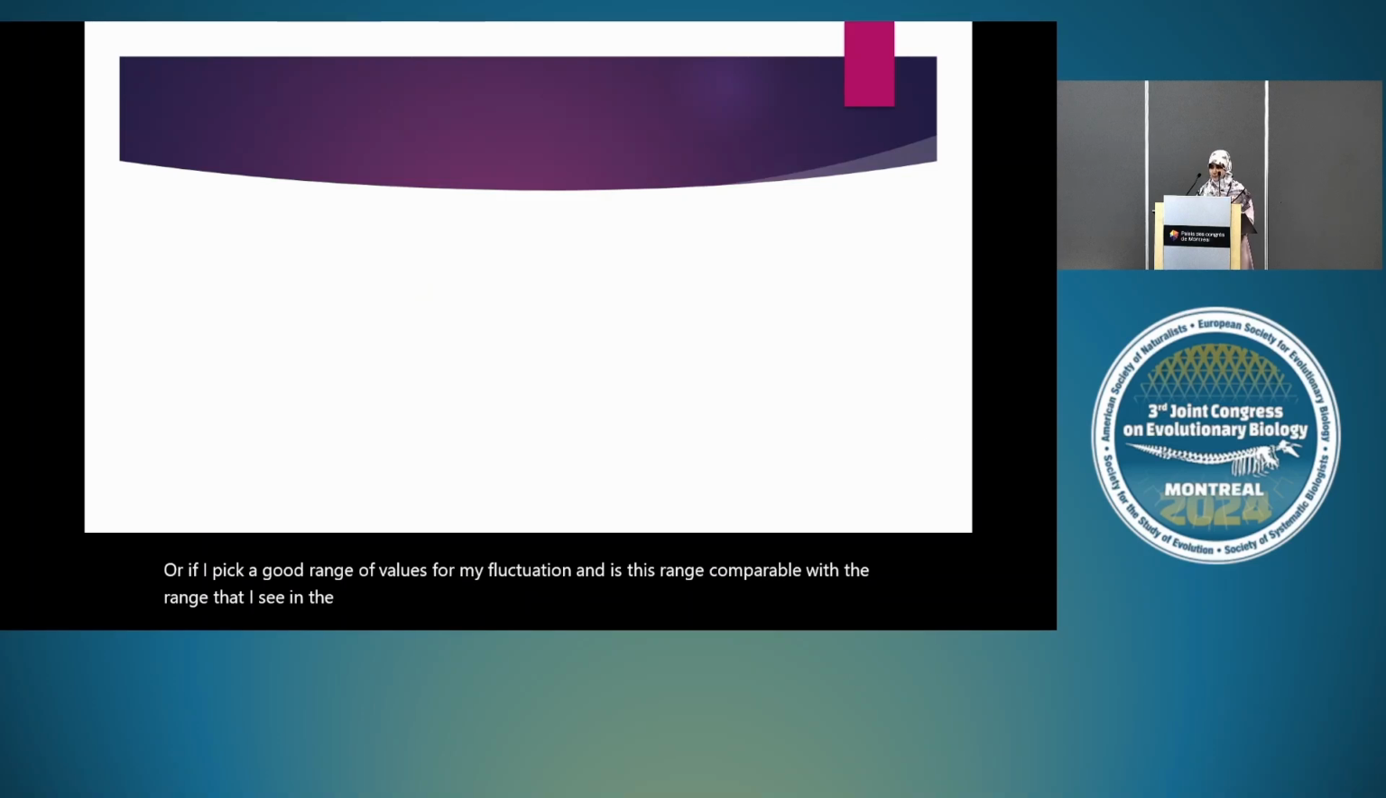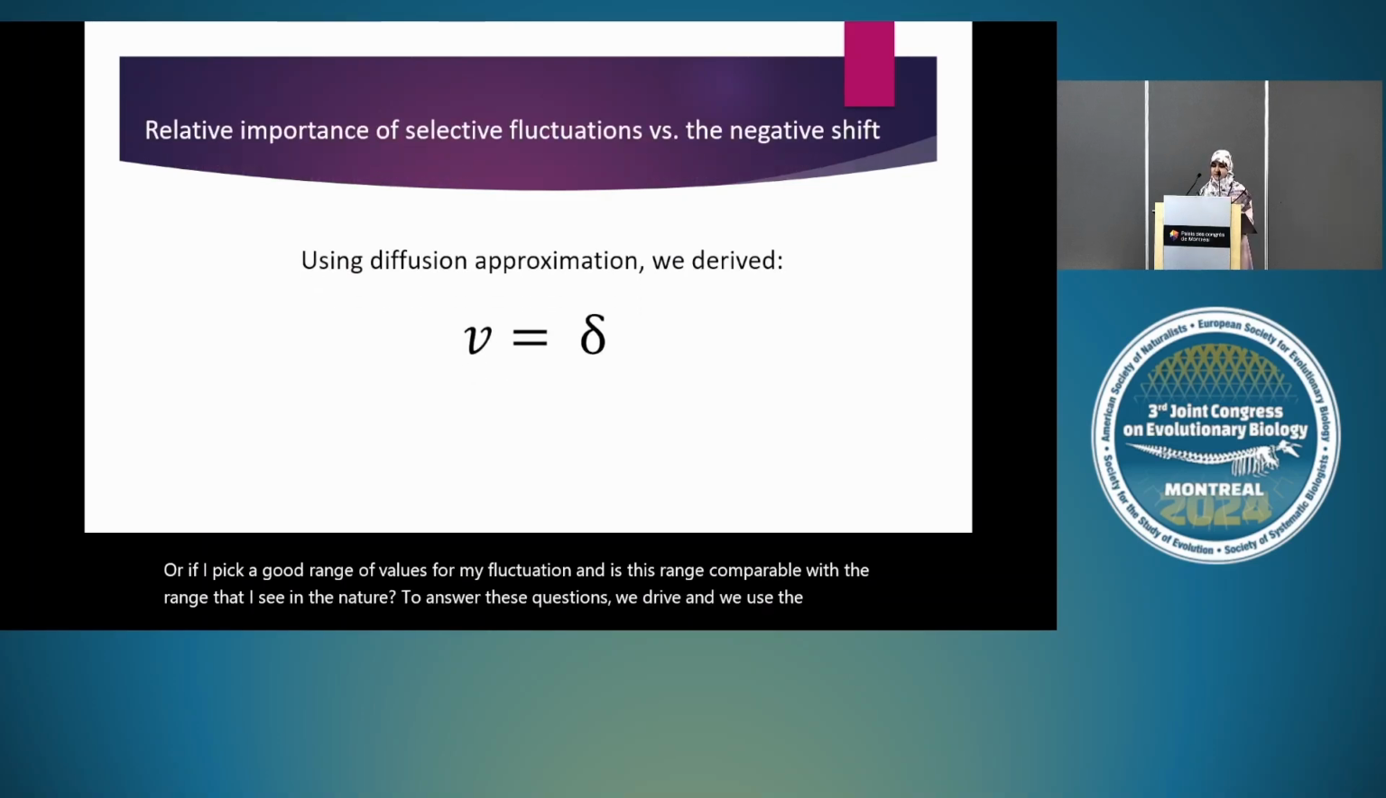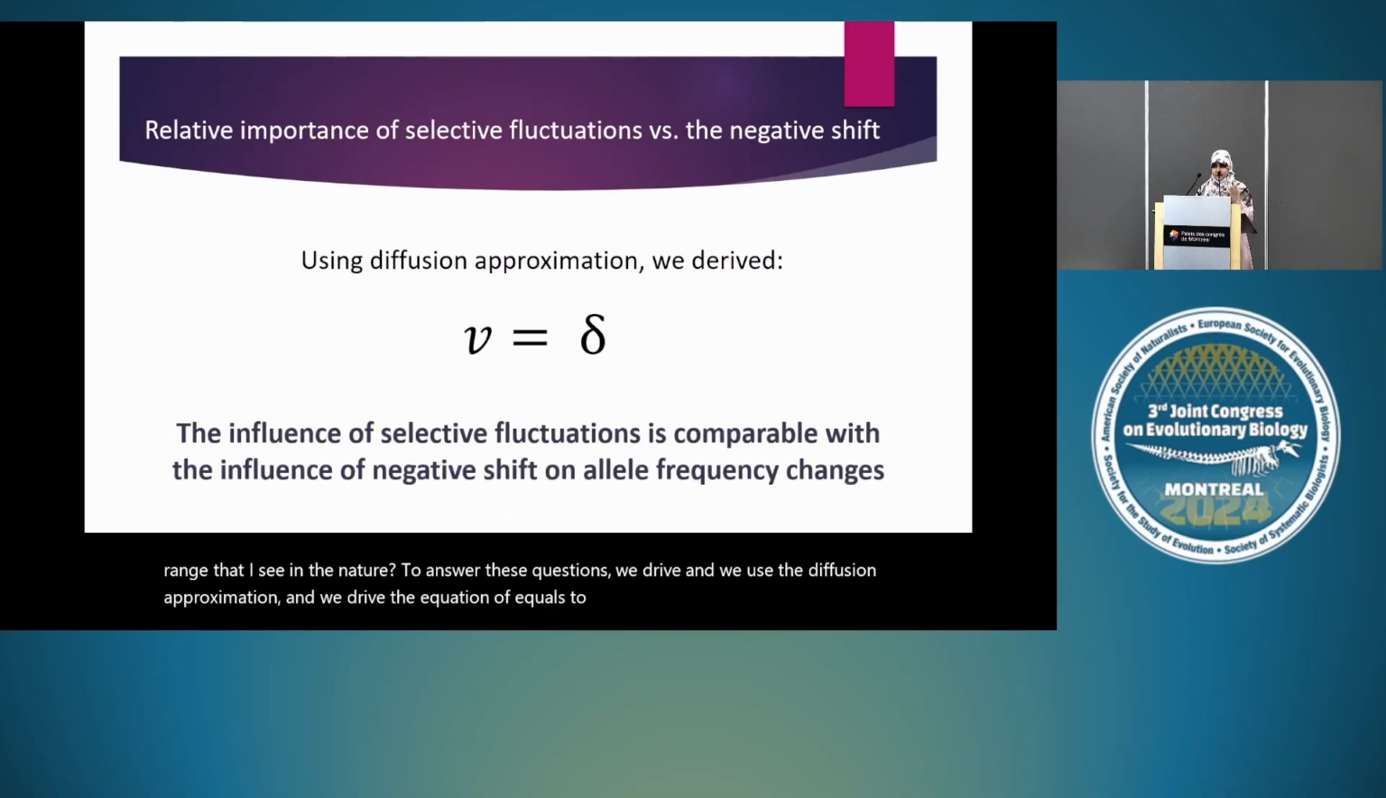To answer these questions, we used the diffusion approximation and we derived the equation V equals delta. Well, V equals delta is the point at which the influence of selective fluctuation is comparable with the influence of the negative shift on the allele frequency.